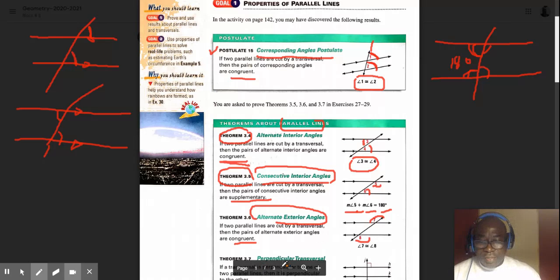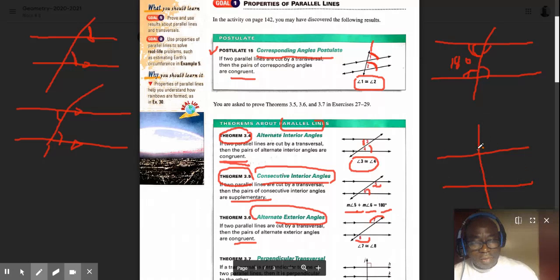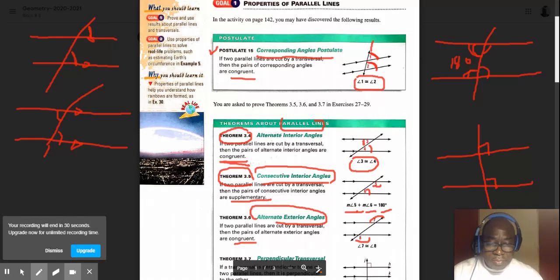And finally, we want to talk about the perpendicular transversal. All this is saying is that if you have two parallel lines and one of these parallel lines is cut by a perpendicular transversal, then this angle here is also perpendicular to the other parallel line. So if a transversal is perpendicular to one parallel line, then it's perpendicular to both of them. So those are the theorems, or some of the theorems, we've been using to solve some of the problems for this chapter.